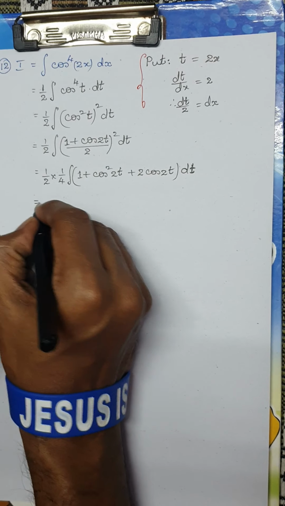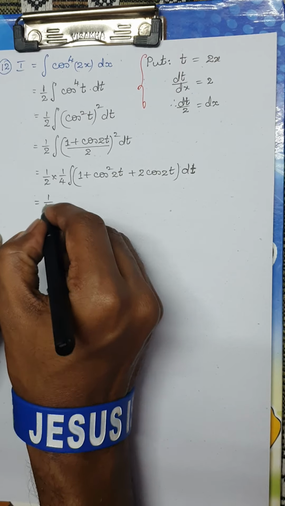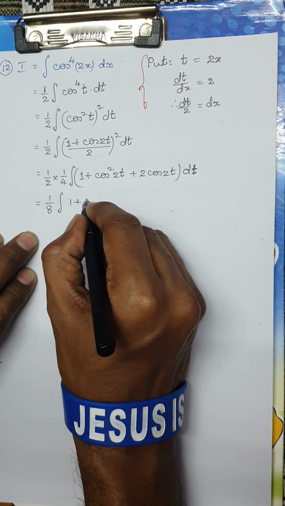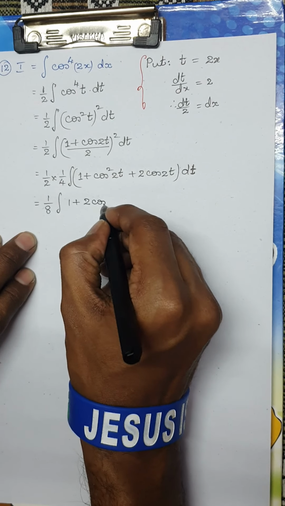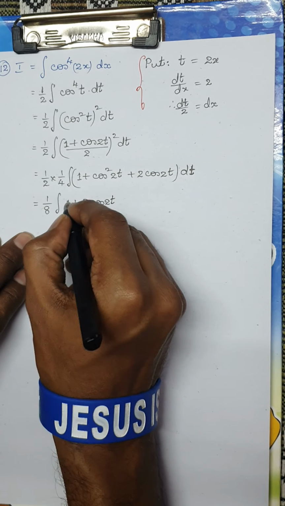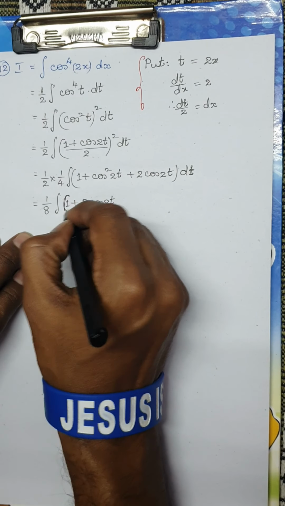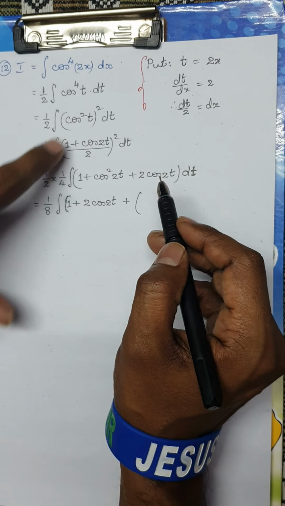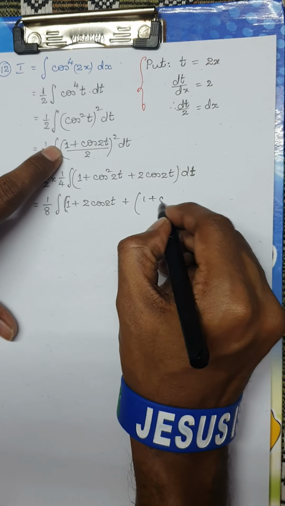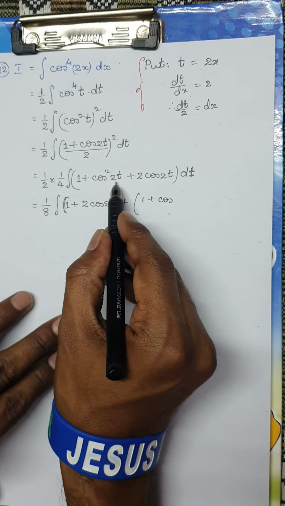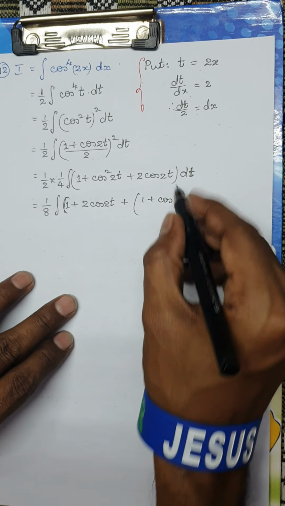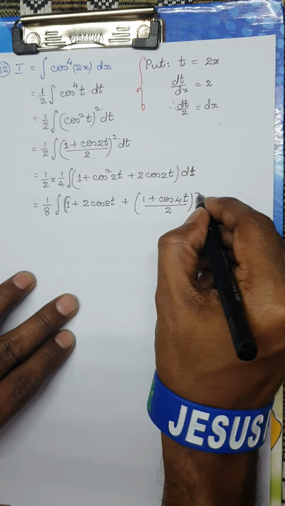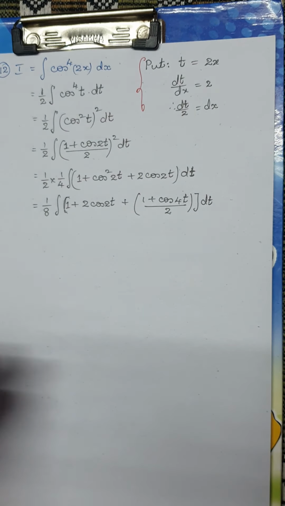So this is nothing but, now 1 by 2 into 1 by 4 would be 1 by 8, integral of, let me simplify this. So 1 is kept aside, and let me keep this 2 cos 2t also as it is. Okay, and this cos square 2t can be written similar to as I used it. Cos square t can be written as 1 plus cos 2t divided by 2. So already I have 2t, so 2 times 2t would be 4t, so 1 plus cos 4t divided by 2 dt. Okay, now see what happens.